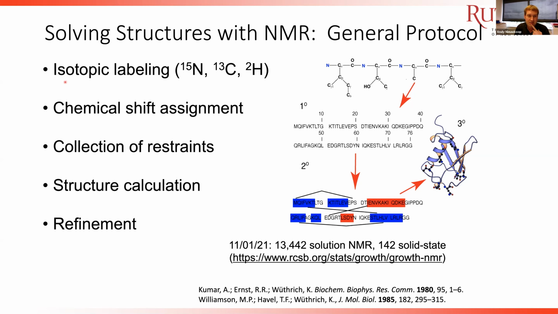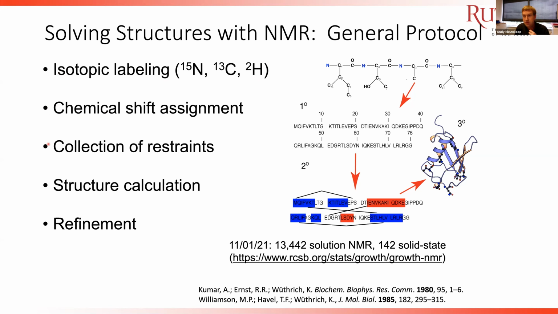Basically, the first thing you have to do is label your protein with isotopes that are NMR active. In the case of proteins, that's usually 15N and 13C. We also do a little back labeling with deuterium to help with resolution. And then it's a 4-step process. You have to do the chemical shift assignments. As any student who has actually done this will tell you, this is often a multi-year process. And so one of the things we've worked hard on is speeding that up.